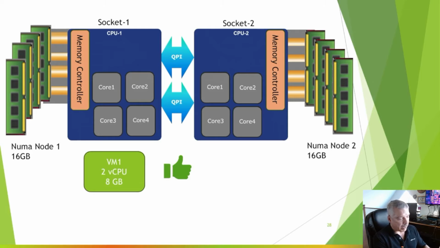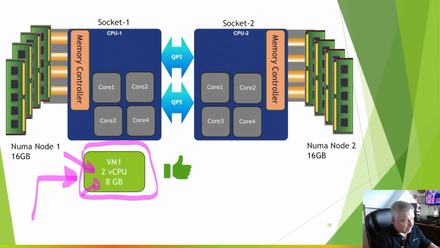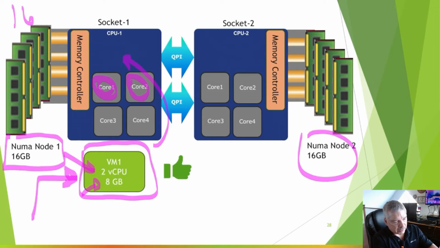So in my picture right now, one of the things you've got to watch out for: here I created a virtual machine. It's got 2 virtual CPUs and 8 gigs of RAM. Do you see how this virtual machine fits really nice inside this NUMA node? It's got 2 virtual CPUs, so it can run on core 1 and 2, let's say, and it's got 8 gigs of RAM. My NUMA node here has 16 gigs on this side and another 16 gigs on this side.